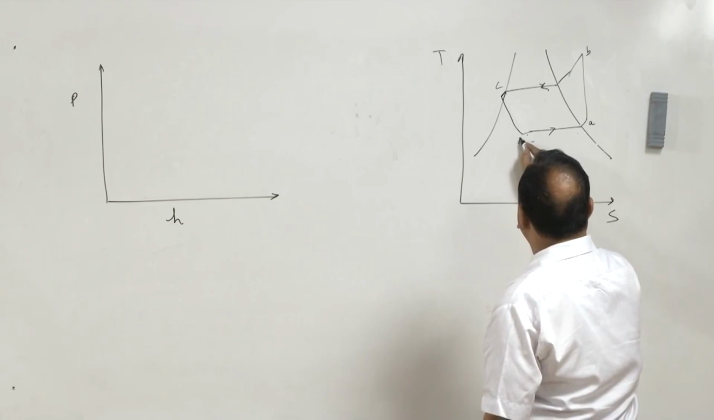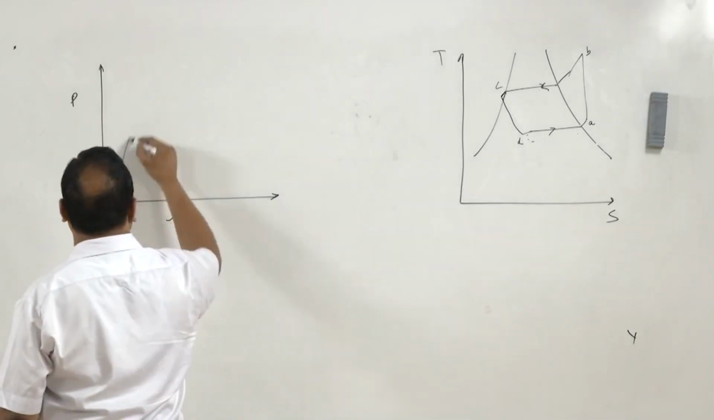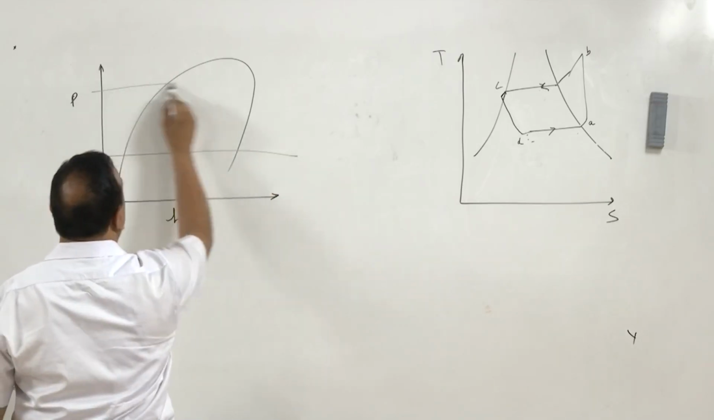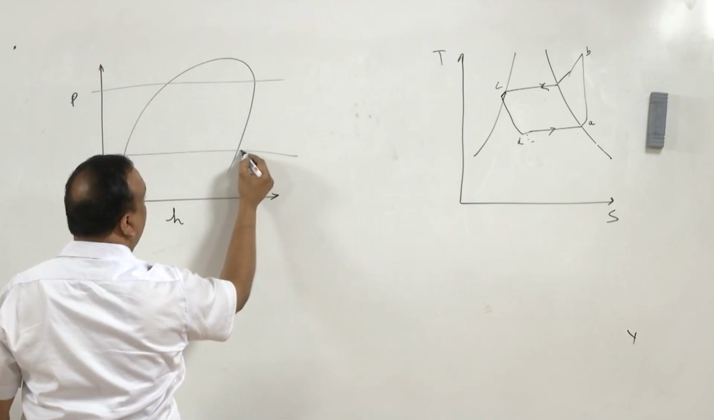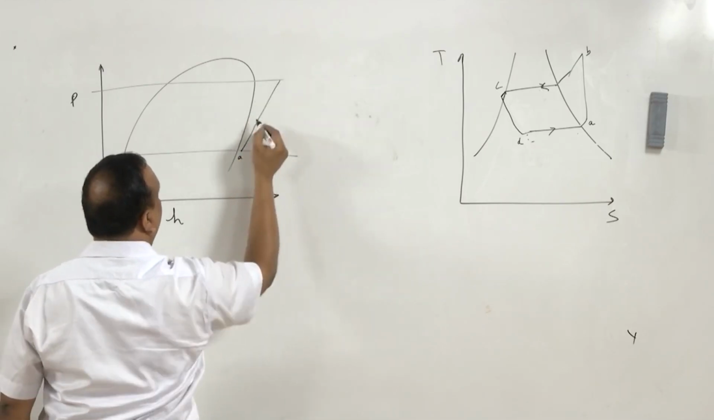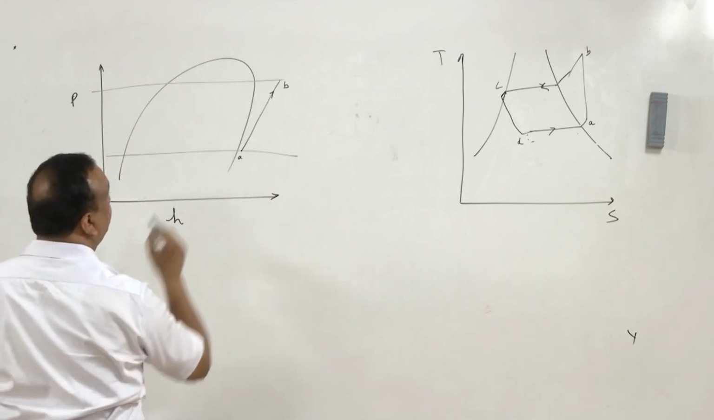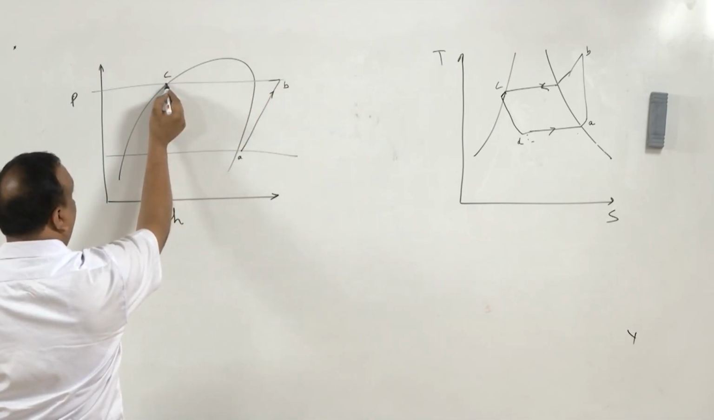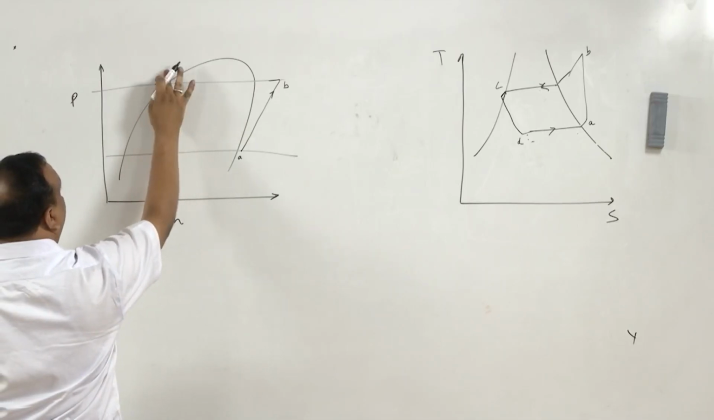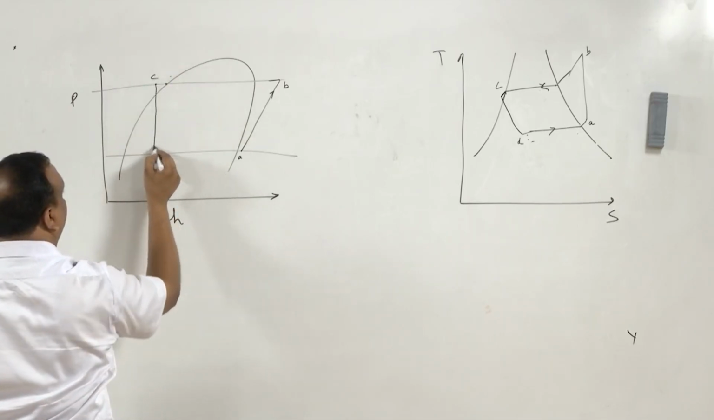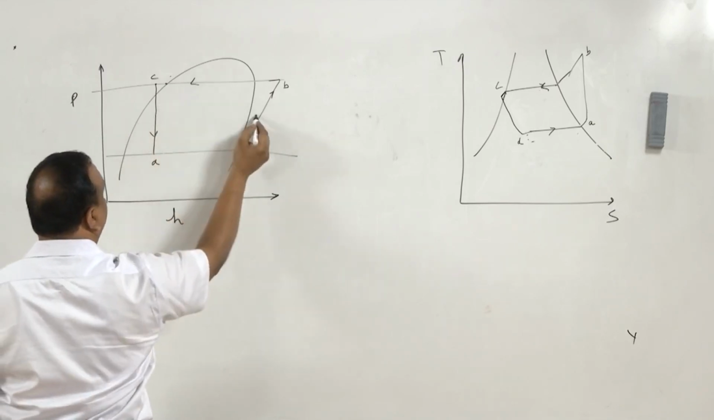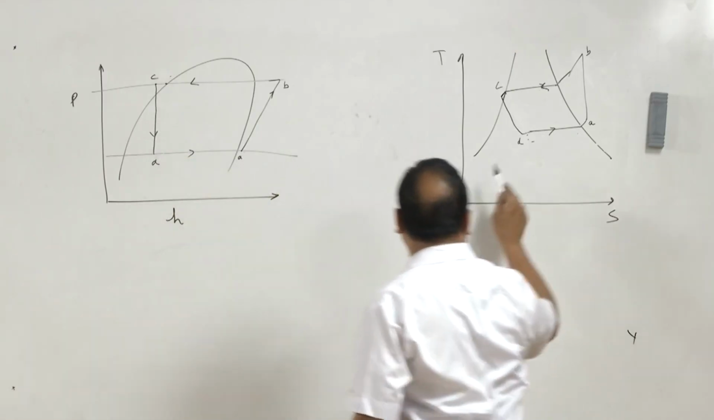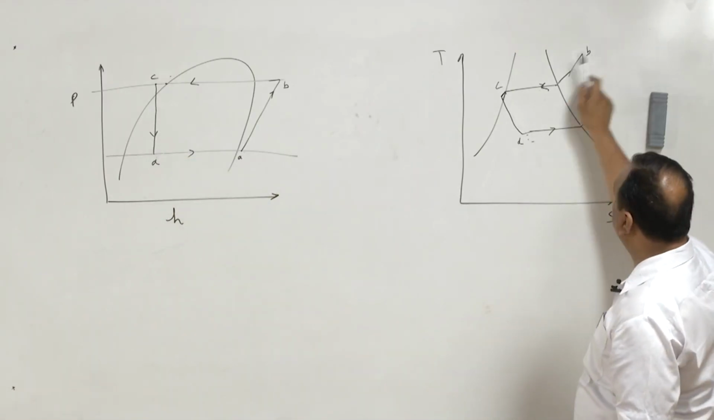Similarly, on the pH diagram, there are two pressures, lower pressure and higher pressure. The A will be somewhere here, A to B is isentropic compression, then desuperheating and cooling up to C, further subcooling by some degree centigrade, so C will be shifted here, and then expansion to D. So, on the pH diagram we are going to get A, B, C, D, and on the temperature entropy diagram it is going to be A, B, C, D like this.